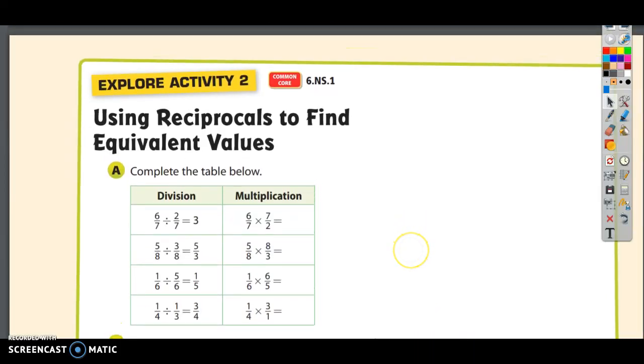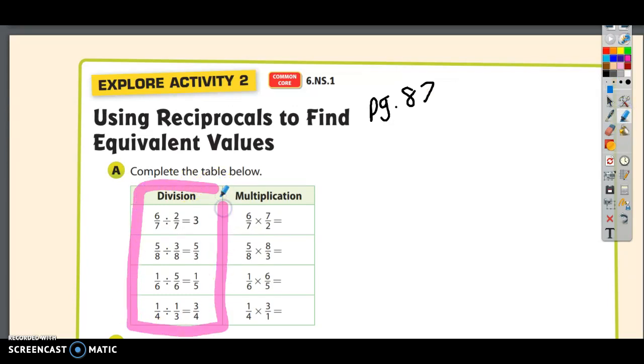Okay, so we are on page 87, and this is another Explore activity. Basically, on the left-hand side of this table, they give you a bunch of division problems. They give you the answer. You're not solving it. They just give you answers. And on the right, they give you a multiplication problem that looks suspiciously similar.